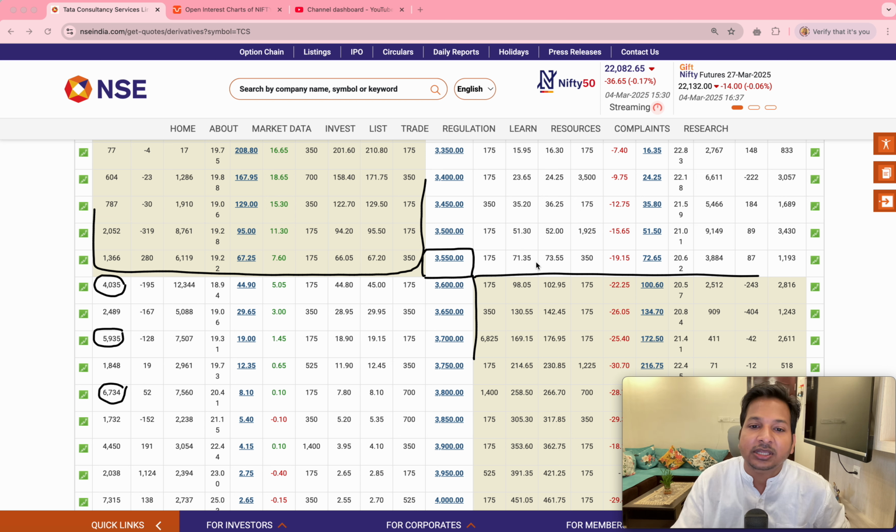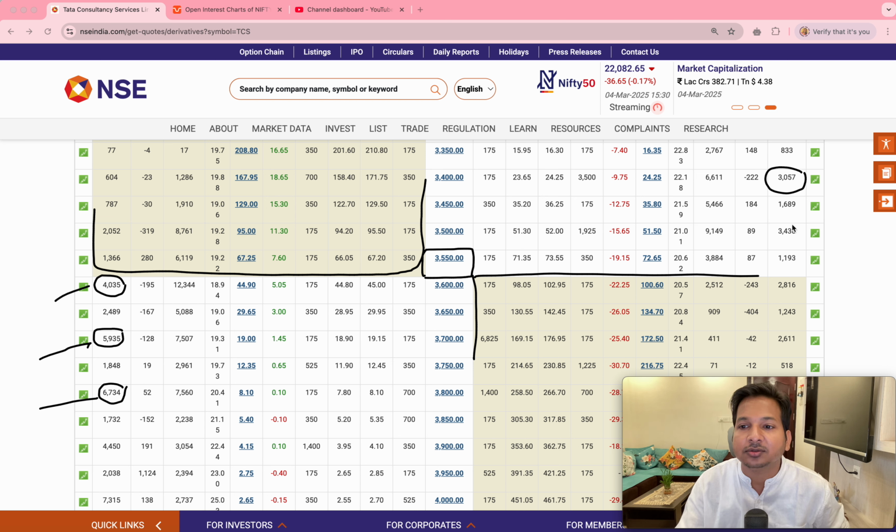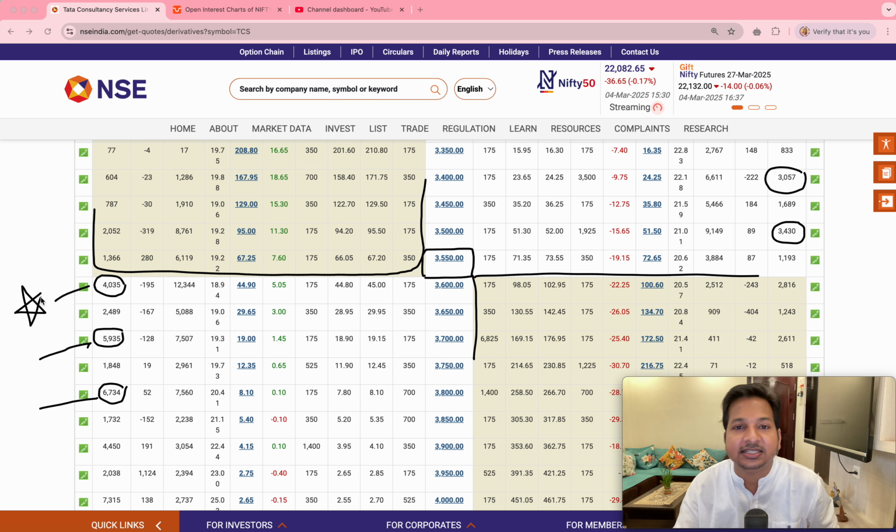Now you have to see whether more OI is on the put option side or the call option side. Here you see numbers are 4000, 6000, 7000. This side numbers are 3000 and 3000, which means on the call option side more positions are there, more OI is there. Now how to interpret this?